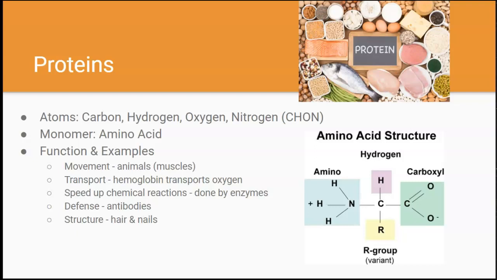Some functions of proteins are movement, and we see this in our muscles. Transport, our blood cells have hemoglobin, which transports oxygen throughout our entire body. Speeding up chemical reactions is done by enzymes, and we will talk about enzymes next time. Defense in our body, this is done by our immune system. This is done by antibodies. If you know anything about the COVID vaccine, then you've maybe heard the term antibodies before. We'll talk more about this in class. And then structure, like our hair and our nails, are made up of proteins as well.